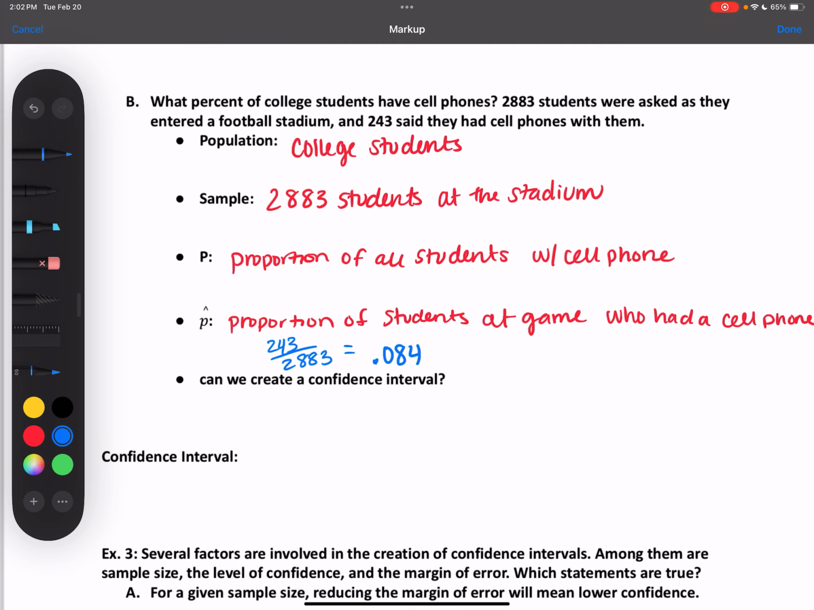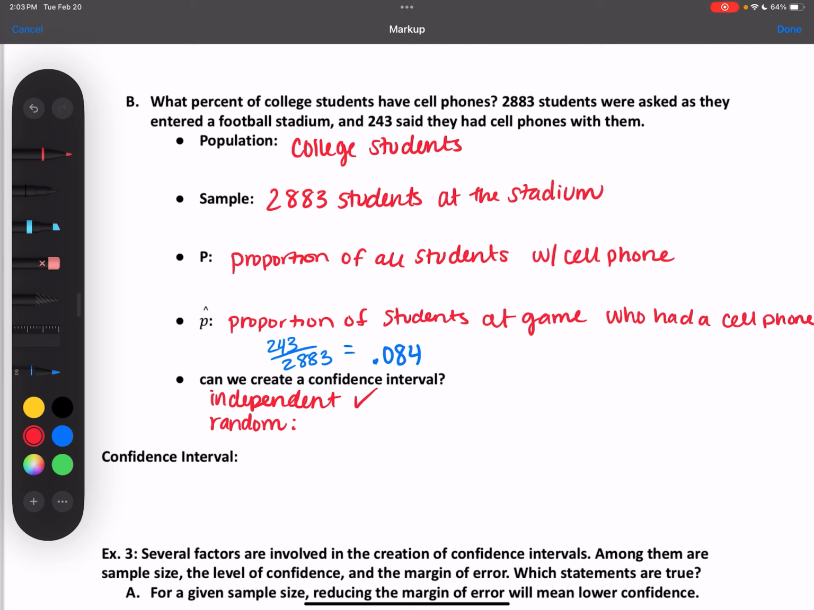So can we create a confidence interval? We're going to check our conditions. Is it independent? Yes. How about random? It doesn't say it's random, but I also don't think it's not random, because they're choosing to go to a stadium. It's kind of hard because we don't have enough information. This could go either way.